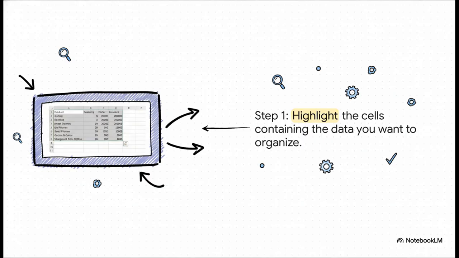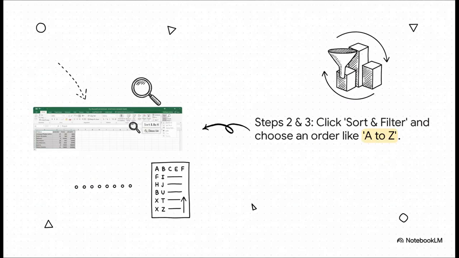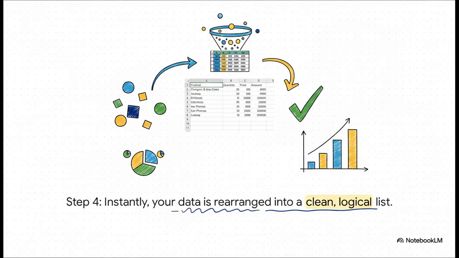Okay, first things first, just highlight all the data you want to organize. This tells the program, hey, this is the exact stuff I want you to work with. Then you're going to find the Sort and Filter button. And with just one click, boom, you can instantly rearrange everything, alphabetically, numerically, however you want. And just like that, what was once a completely jumbled mess is now a clean, logical list. See? It's already looking better, and it's ready for some real analysis.